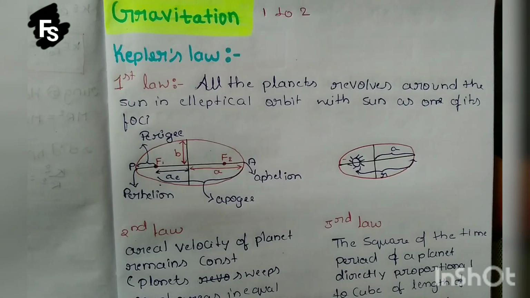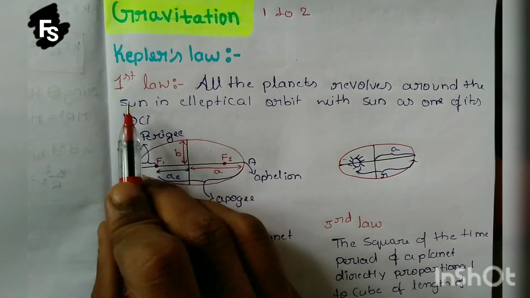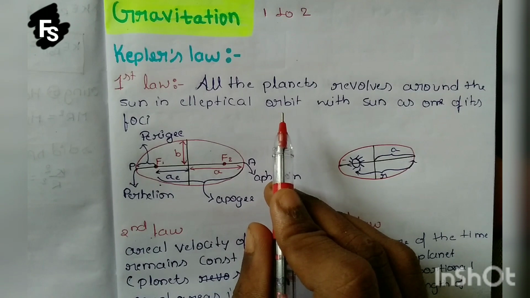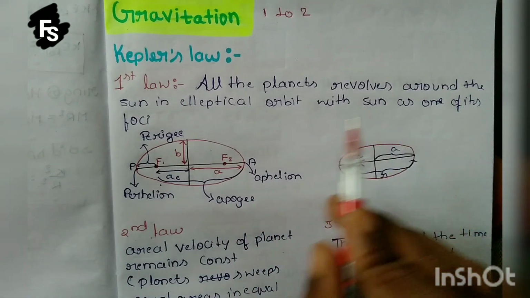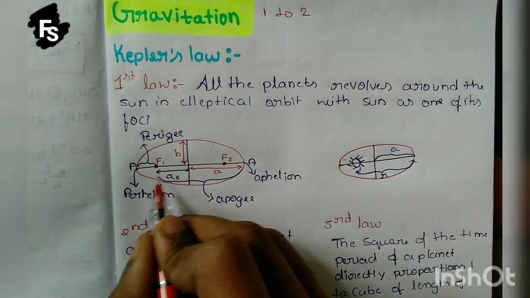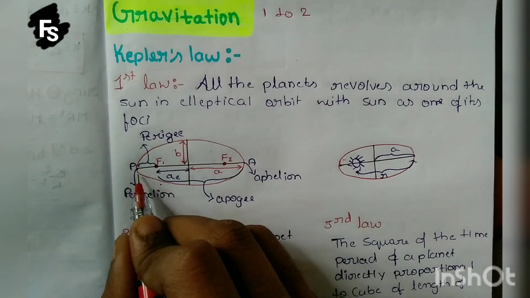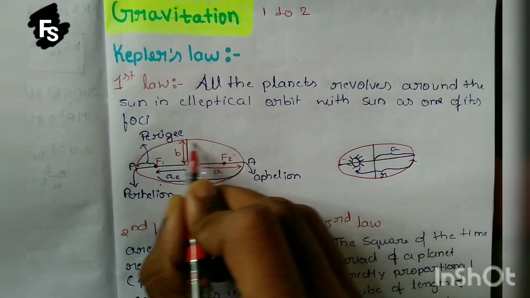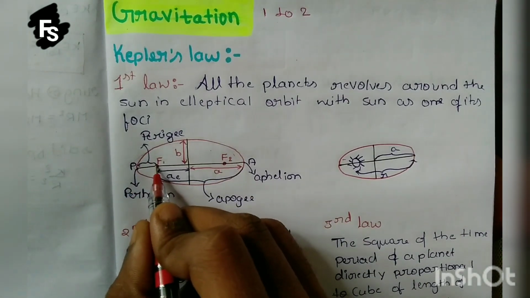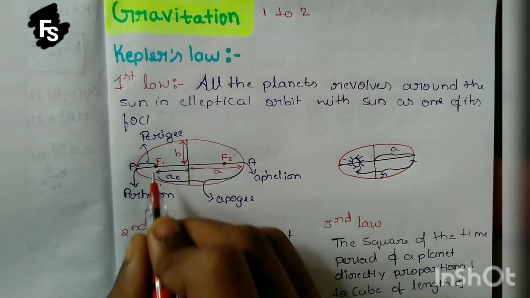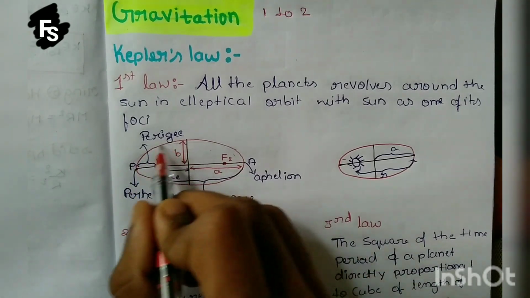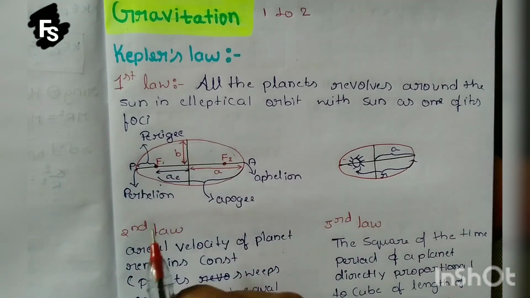First we move on to Kepler's laws. There are 3 Kepler's laws. The first Kepler law states that all the planets revolve around the sun in elliptical orbits with the sun as one of its foci. All the planets revolve around the sun in an elliptical orbit like this path. As the sun has one of its foci here, F1 means the sun is at one of the foci. The planet feels the sun as one of its foci and revolves around the sun in an elliptical orbit.